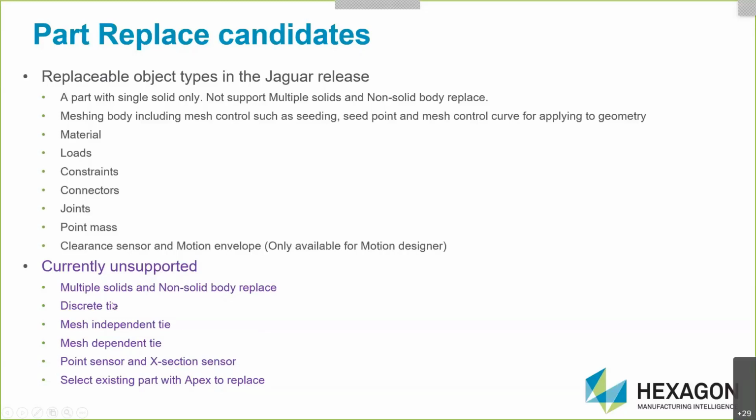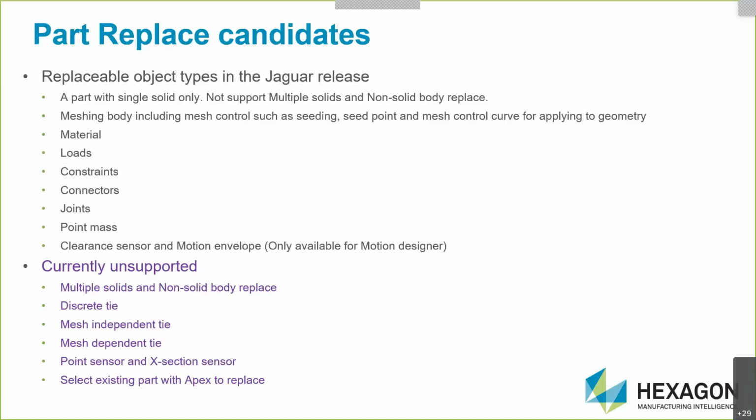What is not supported, which we will add in future releases, are parts containing multiple solids, parts containing surfaces and curves, discrete tie, so those are node ties, glue, and point sensors. And today, you can only choose to replace the part with an external part. If you noticed when I did part replace, I had to go out to the disk and find the CAD model and do the replace there.